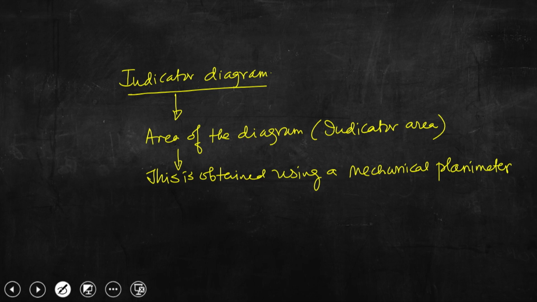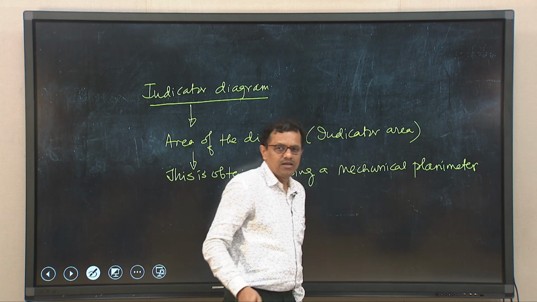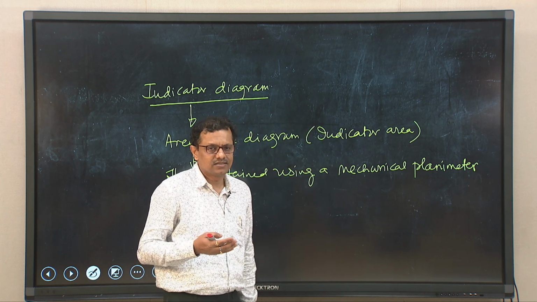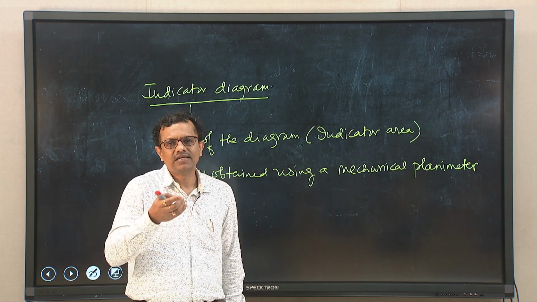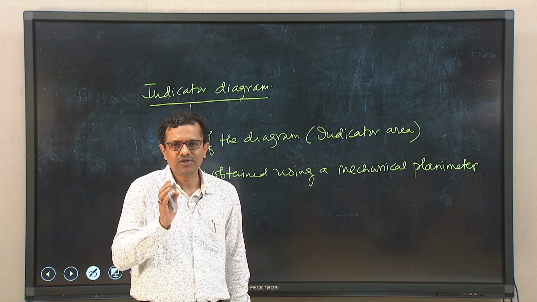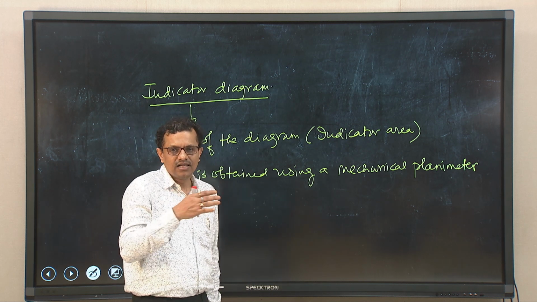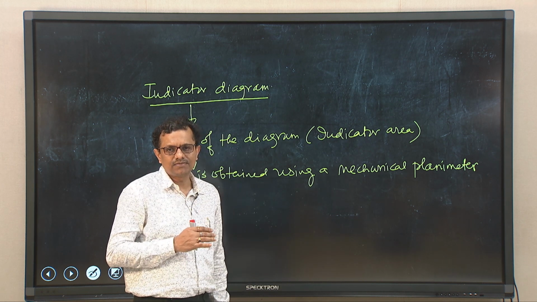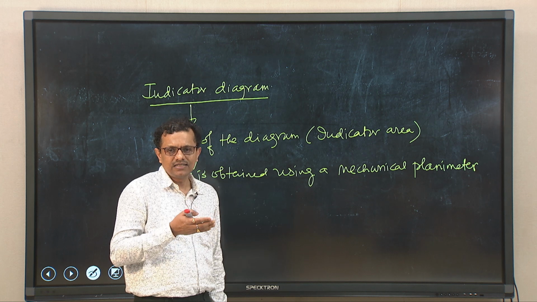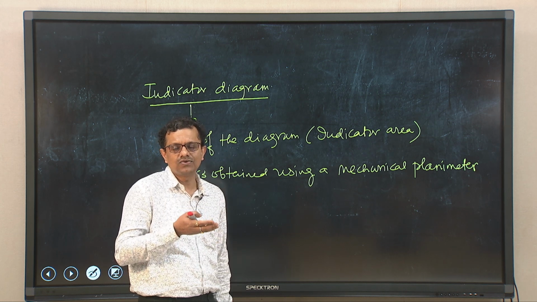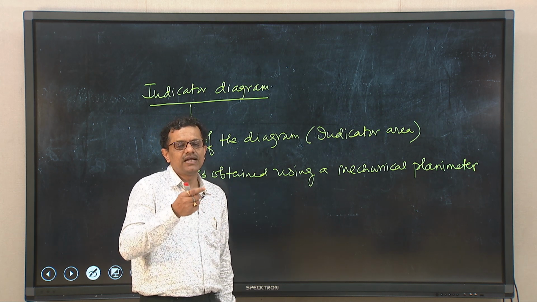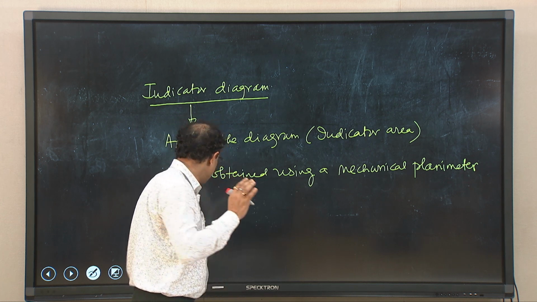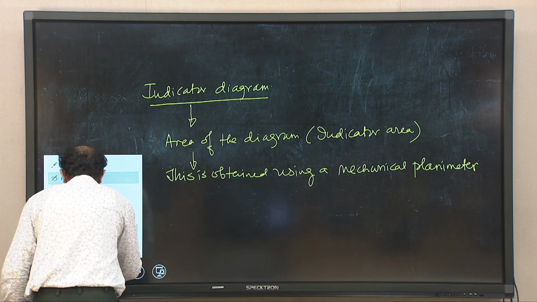So, what does this device do? A mechanical planimeter is a device that computes area by tracing its periphery. So, if we have a diagram and we use this mechanical device, the planimeter, that device can help us compute the area by tracing its periphery. Let me write here just for the sake of completeness.